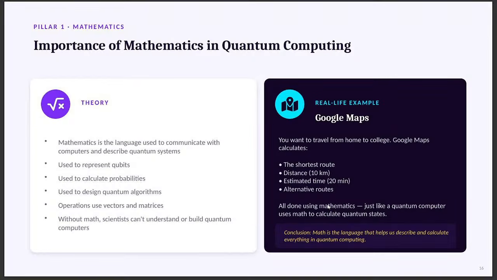So if I mention a Google Maps example here, suppose you wanted to travel from your home to, let us say, your college. You open Google Maps, and within a second it tells you the shortest route, the distance from home to your college, and the estimated travel time. It will even show you alternative routes. Okay, but don't follow those alternative routes. It may cause you harm.